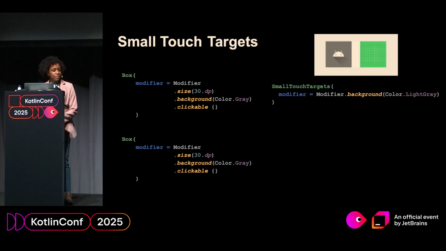And then similar here, we have small touch targets. So here we just have two buttons, just random images that you can find in Android Studio.